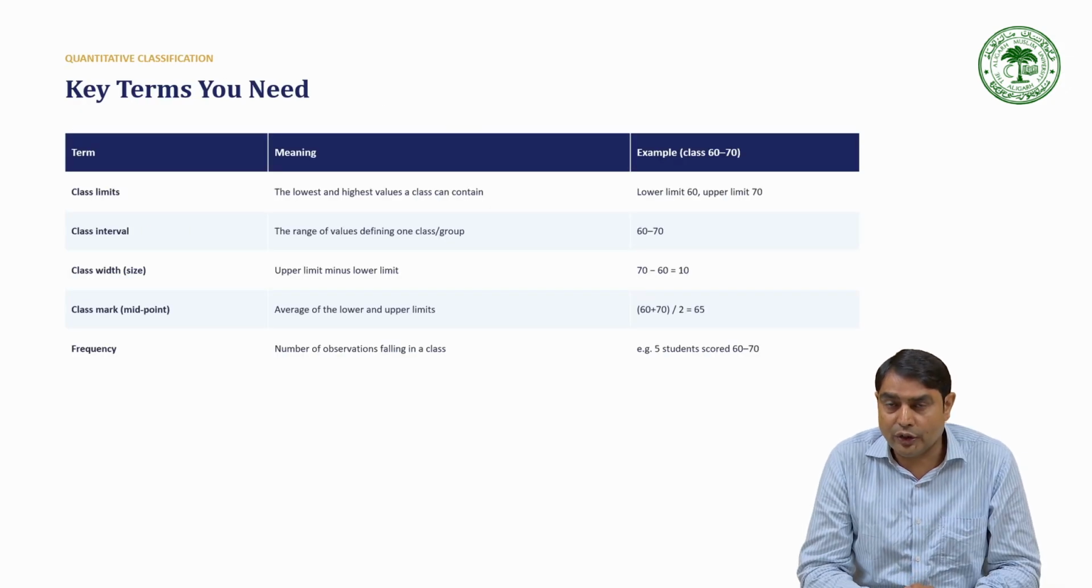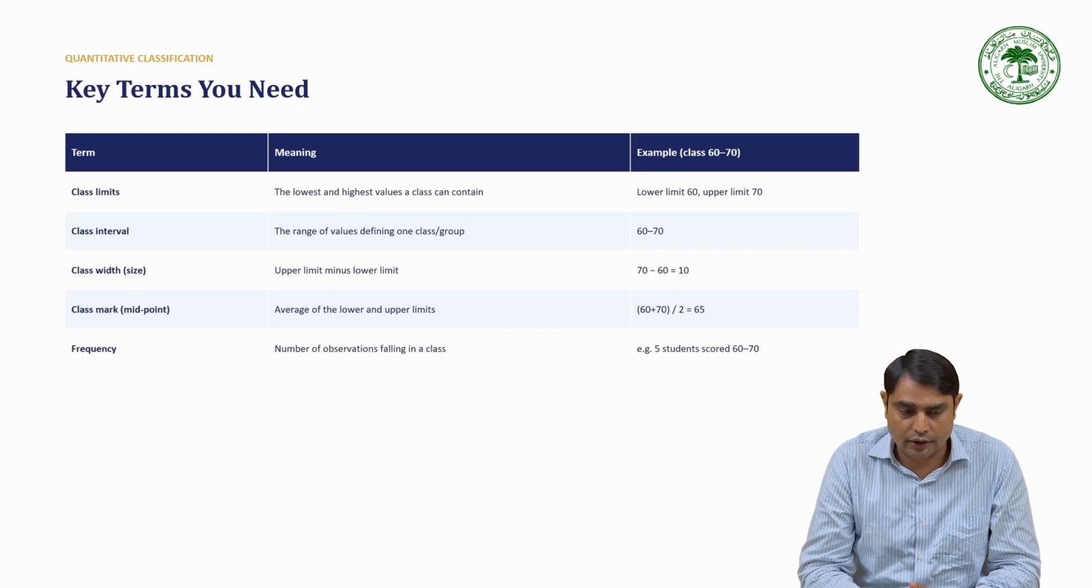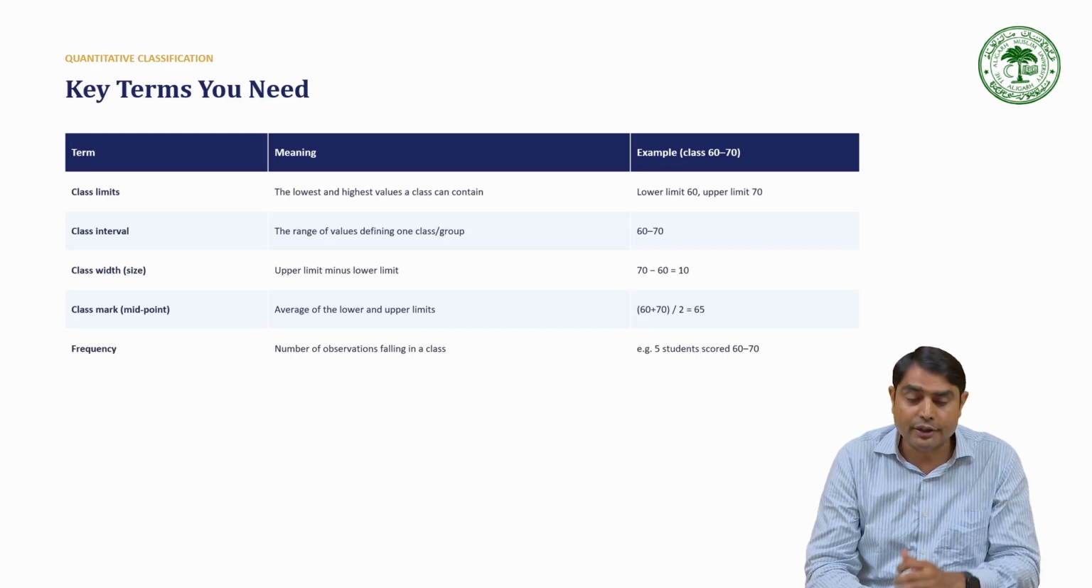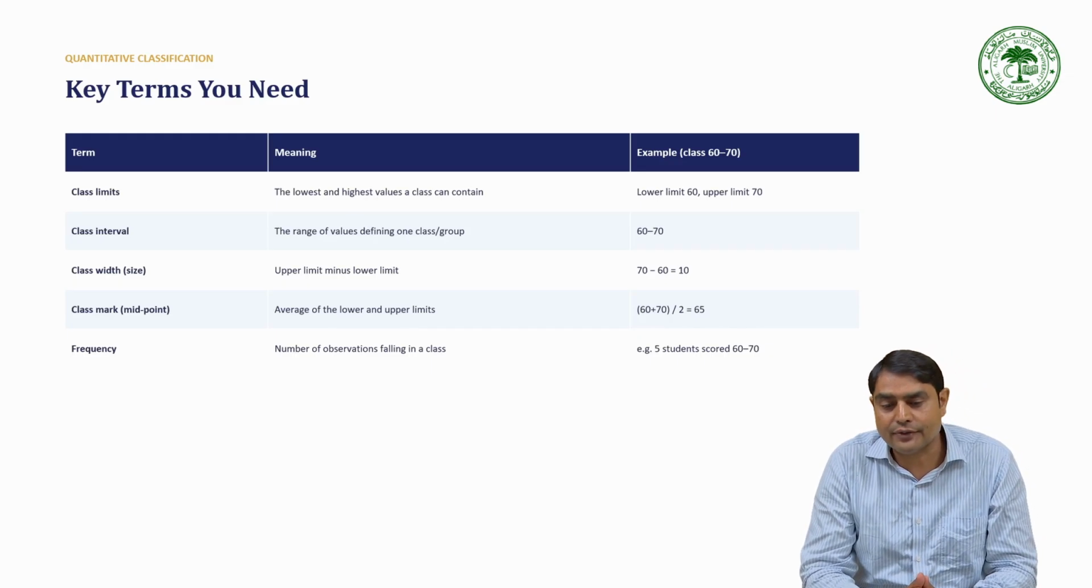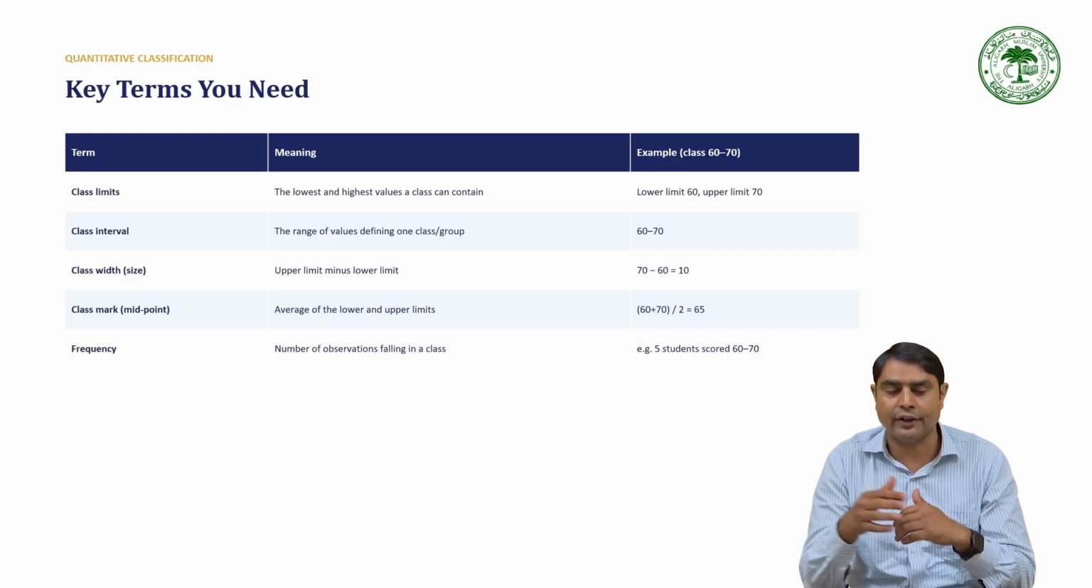Some terms which will be repeatedly used during classification and tabulation are, first, class limits, which means the lowest and the highest values that are contained in the data set. Highest value is 100, lowest value is 10. And in this case, which is given on your slide, it is 60 and 70.